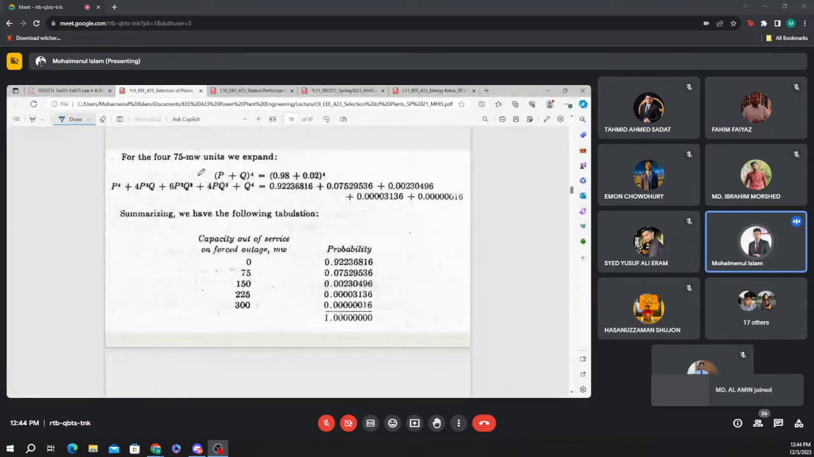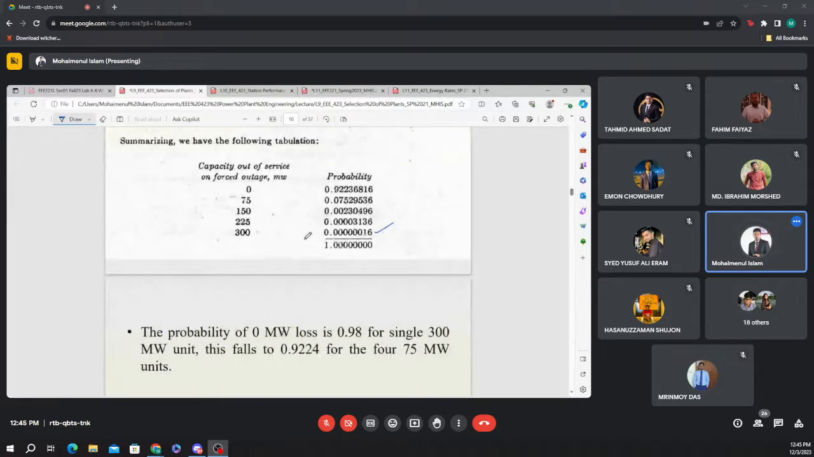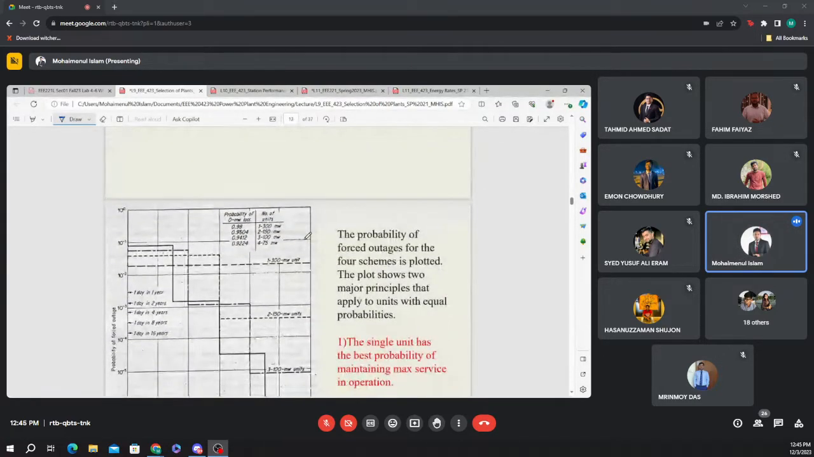Finally, we completed this for 4 units of 75 megawatt, and you found that for all the plants in outage mode, the probability is 0.00000016, which is very, very small. So if you increase the number of units, you will get less probability of forced outage. Like that, now we need to draw the graph.